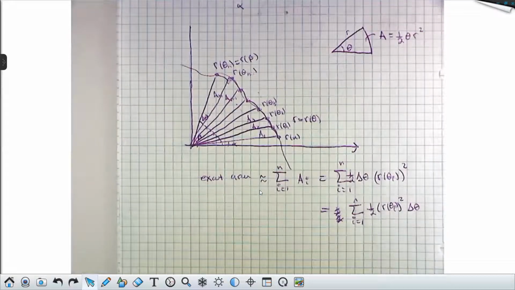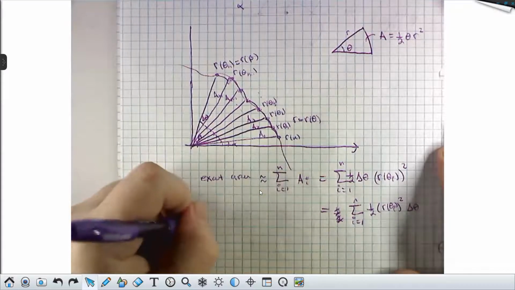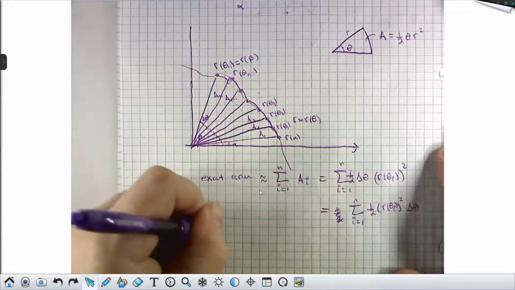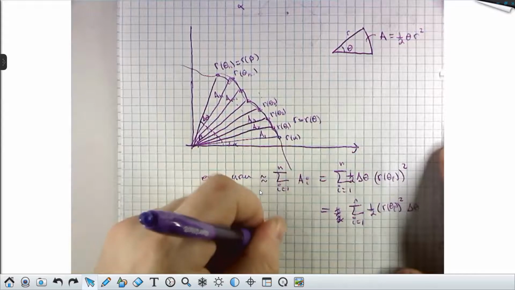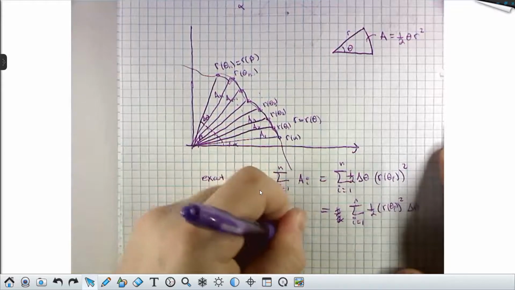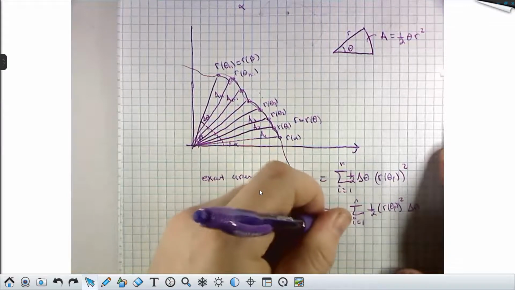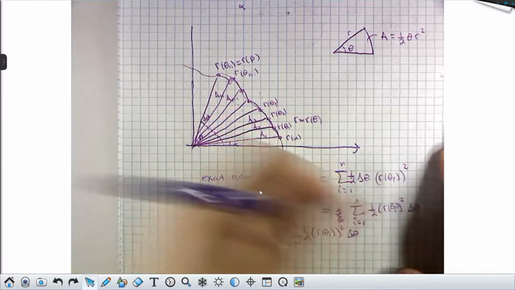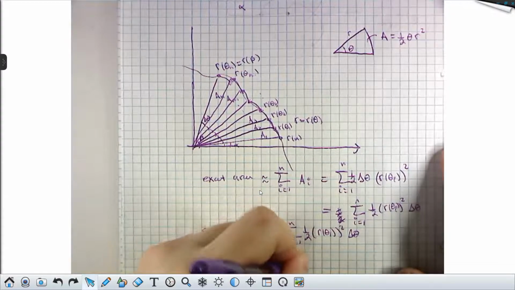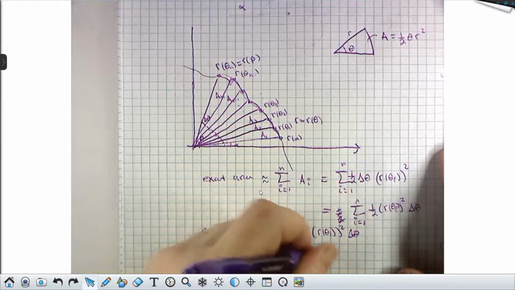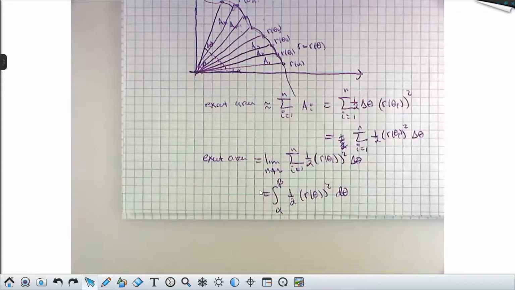And this should scream Riemann sum. It does. It is. Which means the exact area is straight up equal to the limit as n goes to infinity of this sum from i of 1/2 r of theta i squared delta theta, which is the integral over theta of 1/2 r of theta squared d theta, like I said. That's where it comes from.